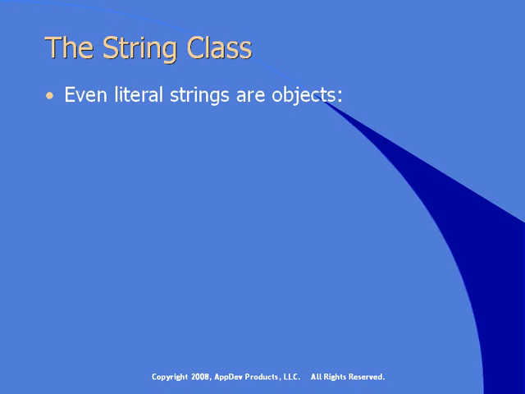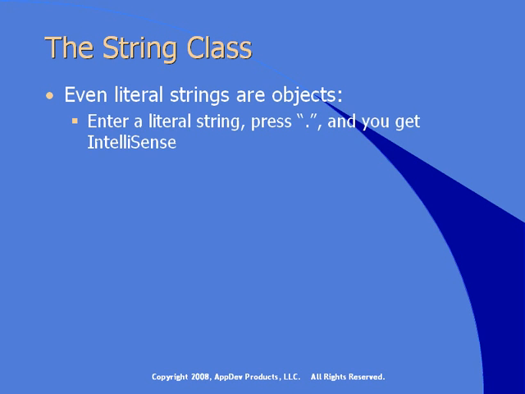Even literal strings are objects. If you want, you can enter a literal string in Visual Studio, press dot, and you get IntelliSense that shows all the methods and properties of a string. So literal strings can be treated as normal objects in Visual Studio.